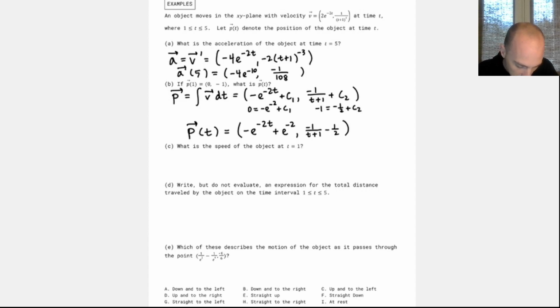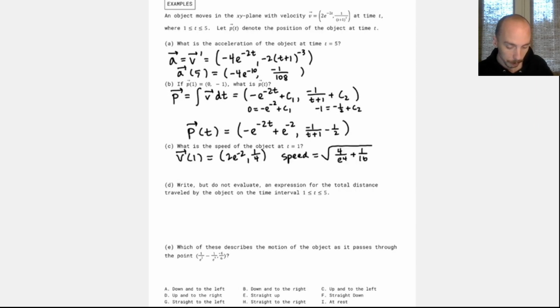Okay. Next, it's going to ask about the speed of the object at time t equals 1. So to get the speed, I need the velocity. So it's going to plug in 1 into the velocity vector that they gave me. And then I'm going to compute the speed by squaring those components, adding them together, and putting it inside a square root. Okay. And, if we needed to, we could simplify it.